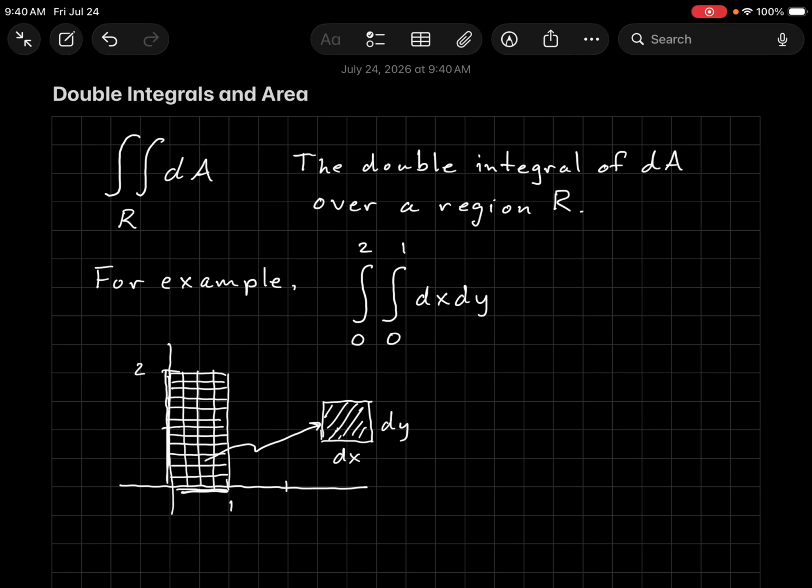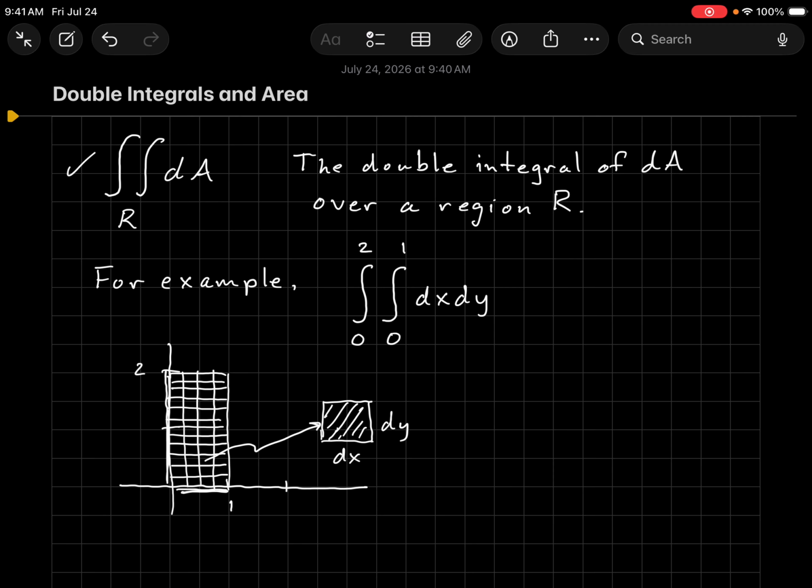Double integrals and finding area. So a double integral is as it sounds. We have two integrals. In this case, we want to integrate dA, that is delta area, over a region R. For example, let's say we want to integrate from 0 to 2 and then 0 to 1 of dx dy.